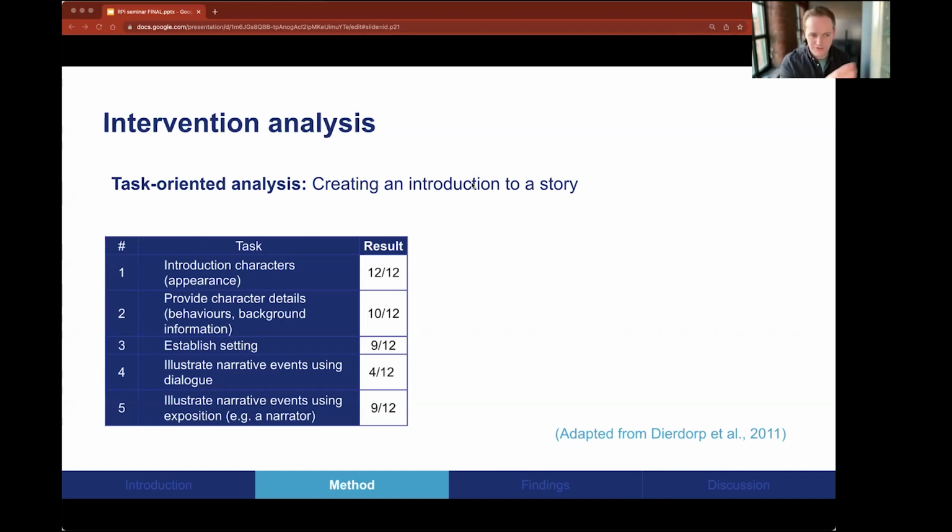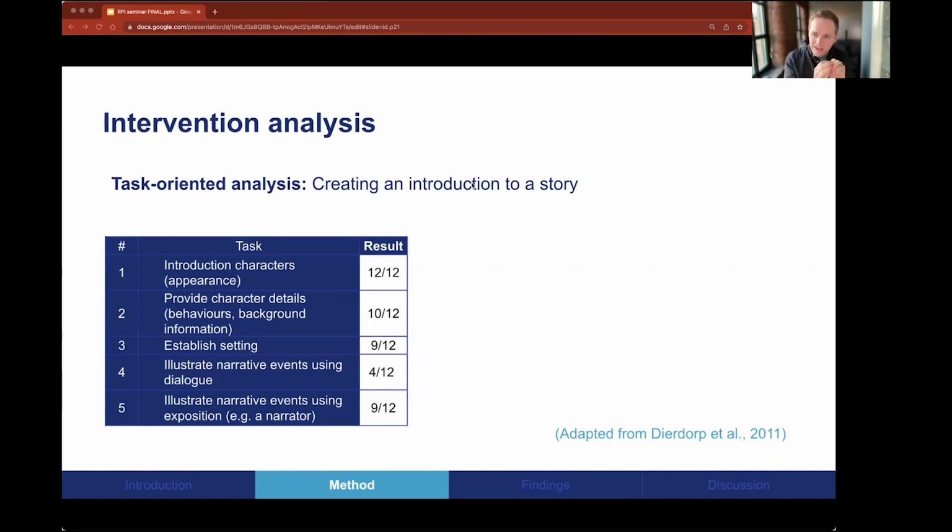And so they might introduce characters and describe their appearance or represent it in some way. They might provide background details, behaviors, background information. They might establish setting, tell us a little bit about where the story is set. They might illustrate narrative events using dialogue, or they might illustrate narrative events using exposition, like a narrator.